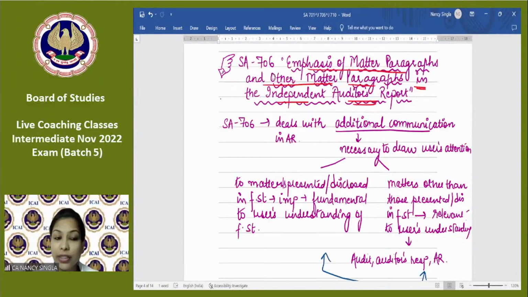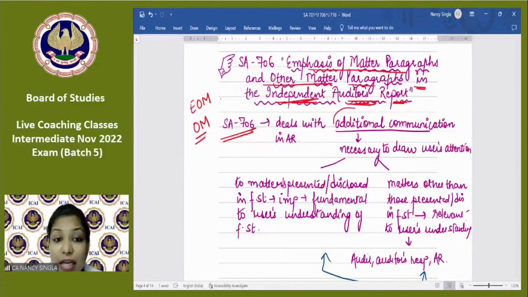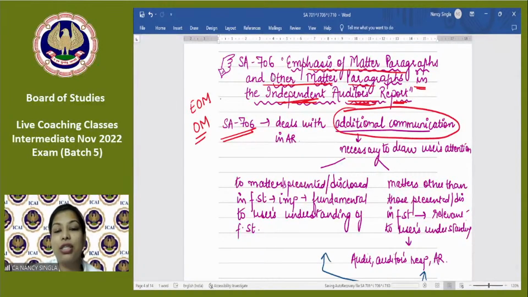Okay? So students, SA 706, where we will be discussing emphasis of matter paragraph and other matter paragraph in the independent auditor's report. It is an additional communication, in addition to that format, by way of emphasis of matter paragraphs and other matter paragraphs. It is an additional communication requirement in the independent auditor's report.